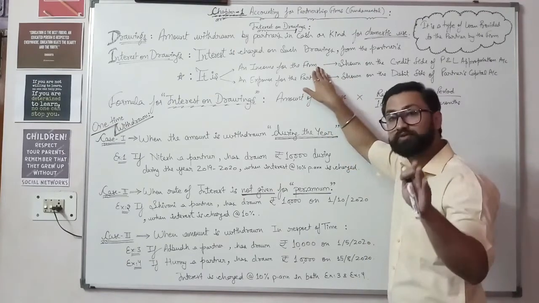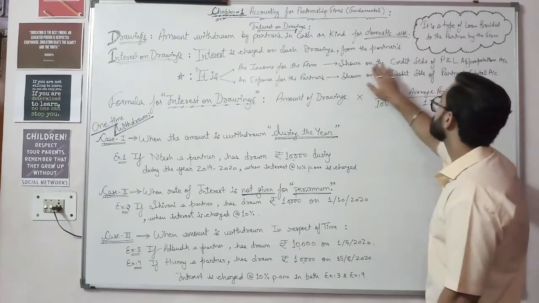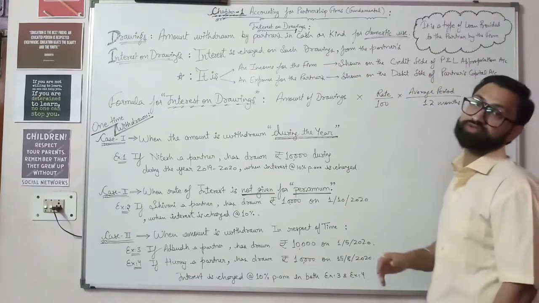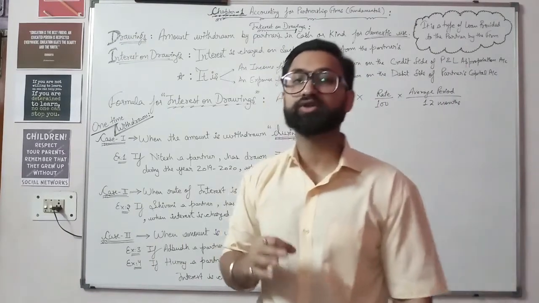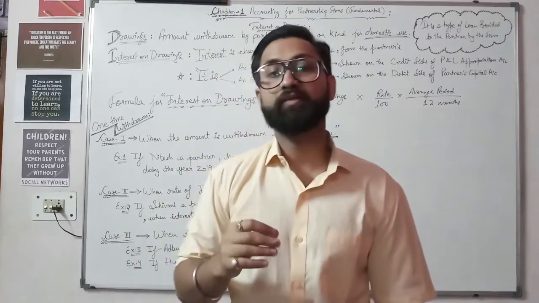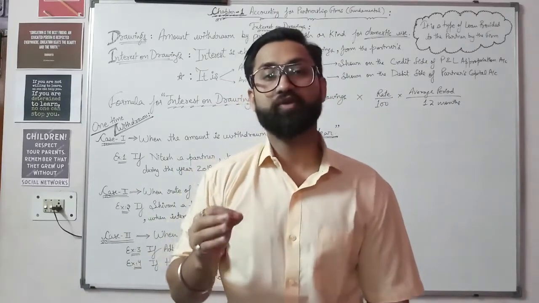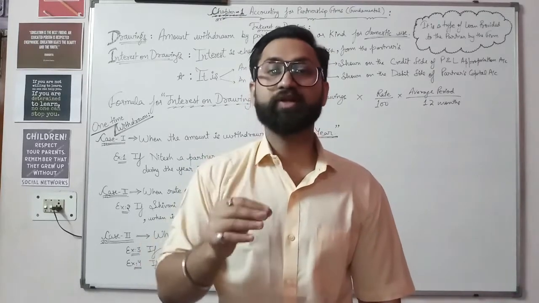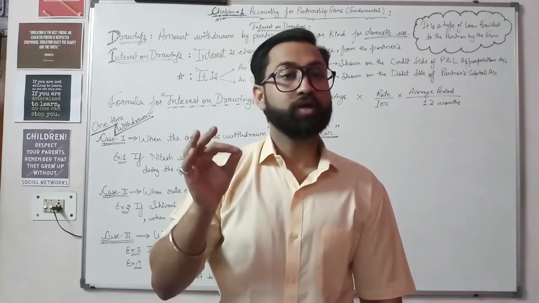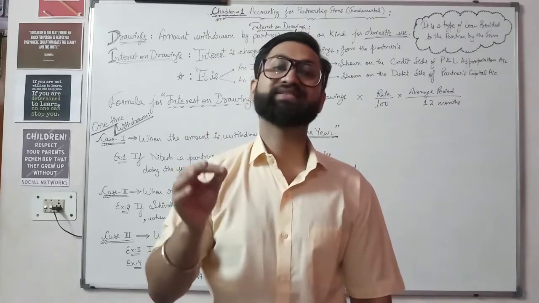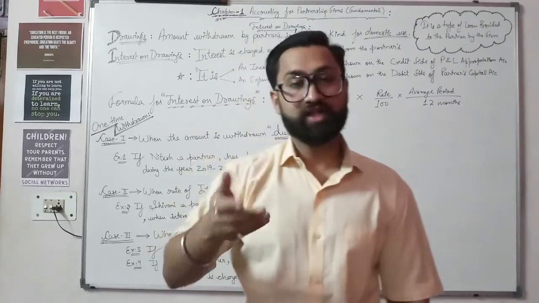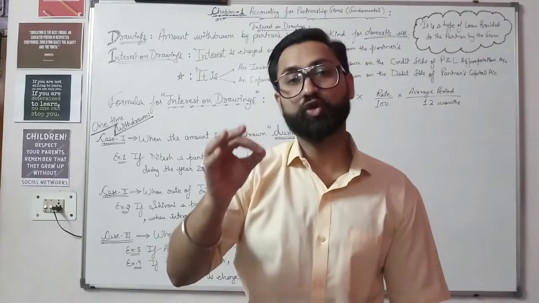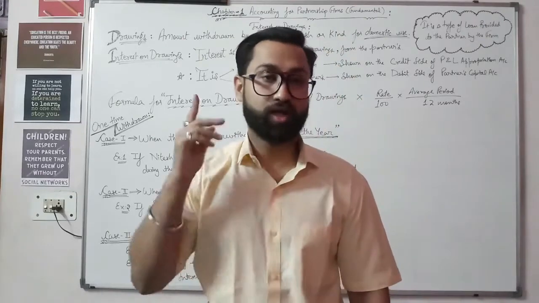If it is income for the firm, then it will be shown on the credit side of the profit and loss account. Remember, in the profit and loss account there was one item on the credit side named by profit and loss account or by net profit. The other item is by interest on drawings, because it is the only income which is extracted from the partners and is shown in the profit and loss appropriation account.